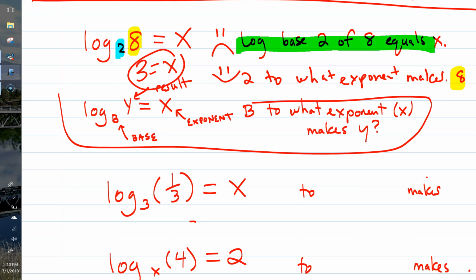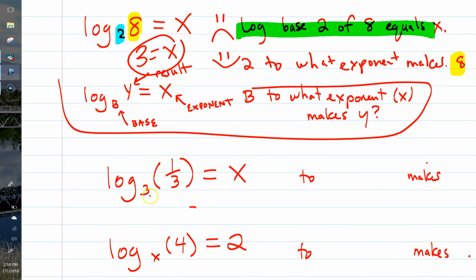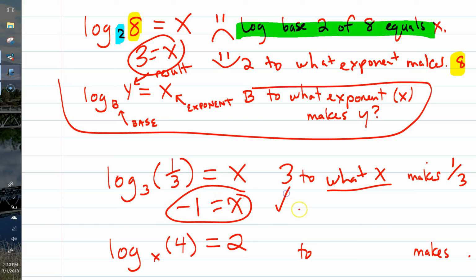So when I look at these, let's go ahead and read them with meaning. Log base 3 of 1/3 equals x. That's not meaning. What's the base? Well, we said the base was this number down here, so that's 3. To the exponent, we don't know. What exponent makes 1/3? If I said what's log base 3 of 1/3, and you're like, I have no idea, then you need to learn to read that. 3 to what power makes 1/3? That would work if x were -1. 3 to the -1 would give us 1/3.